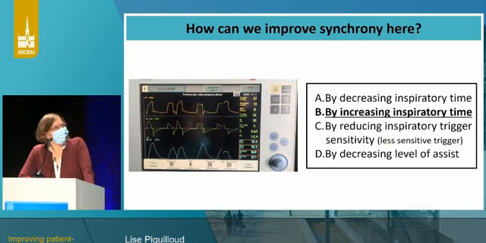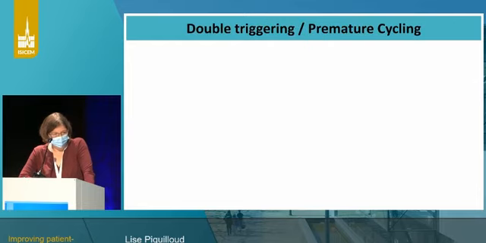My answer here is that we should find a solution to increase inspiratory time, because basically pressurization of the ventilator is shorter than the neural inspiratory time of the patient.